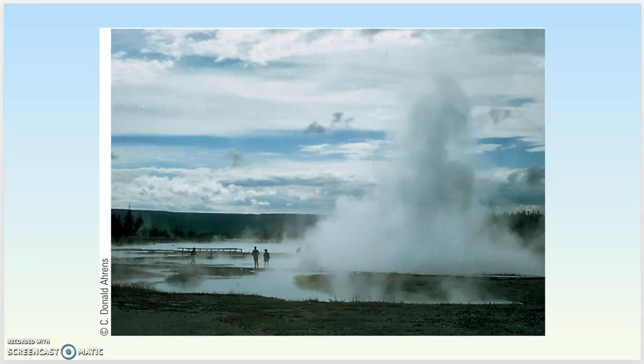I'll see you for the next one, which is formation of clouds in the upper or in the lower atmosphere.